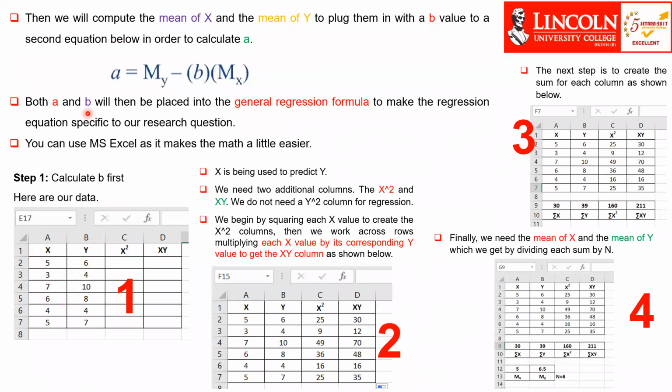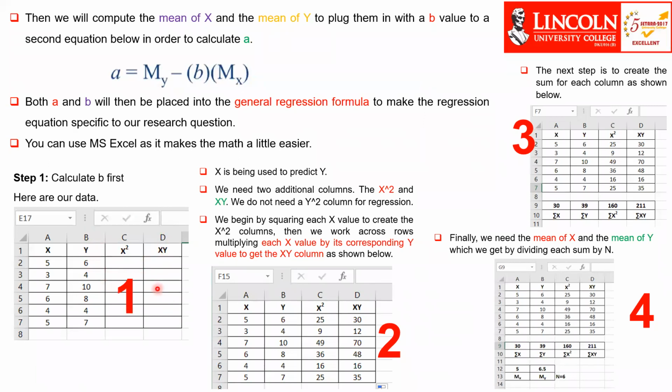Okay, so we want to compute B first. You have this sample data. You can have another column for X squared, another column for XY. Now, here you have your entry for X, you have your entry for Y. In this case, X is being used to predict Y. So we need two additional columns. That is X squared, which is this one, and we need another column, which is XY. We do not need a square of Y for regression.